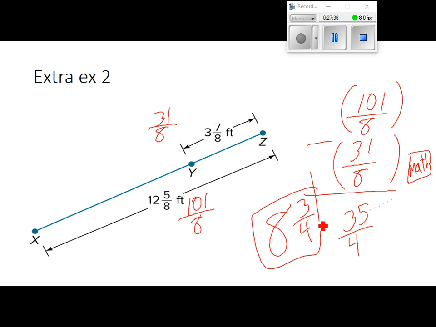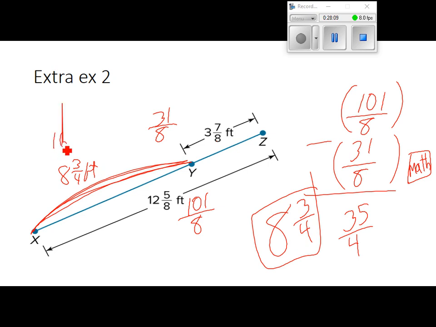So did everybody get 8 3/4 on that? What's 8 3/4? So this distance from X to Y, 8 3/4 feet. Does it make sense for that to be 8 3/4 feet? Yeah, it looks all right. 8 plus 3 is how much? 11. We said the whole thing was 12, a little more than 12. That makes sense.